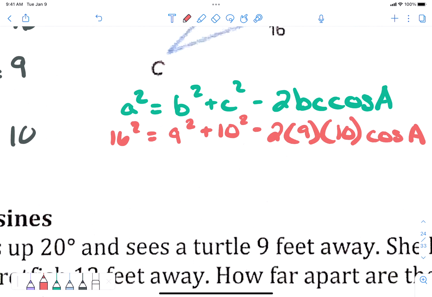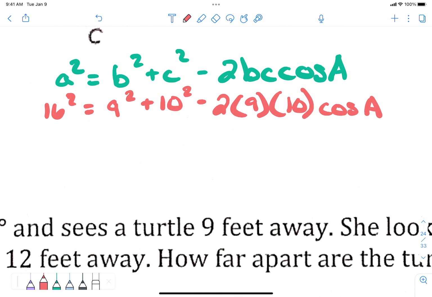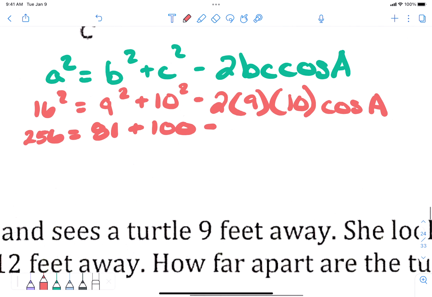Okay. Now here's the deal. This is where Grant would do it the most. He would try to combine stuff, so let's not be Grant. 16 squared is 256. I'm going to do some of this stuff in my head. 9 squared is 81. 10 squared is 100, minus 2 times 9 times 10. Anybody know what that is? 180. And cosine of A.